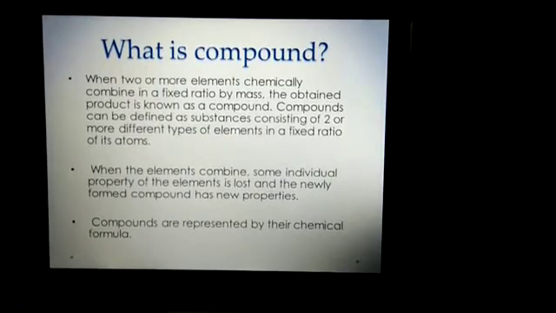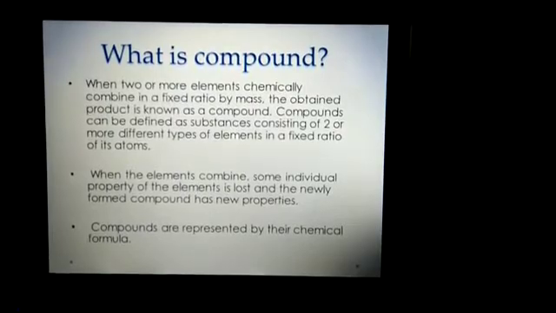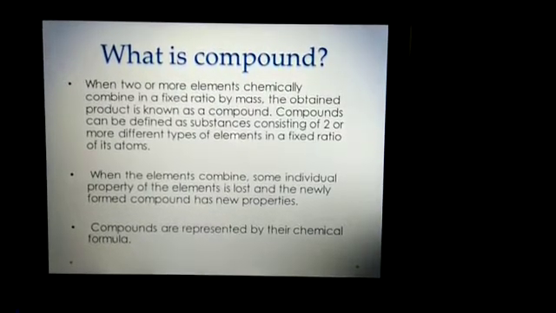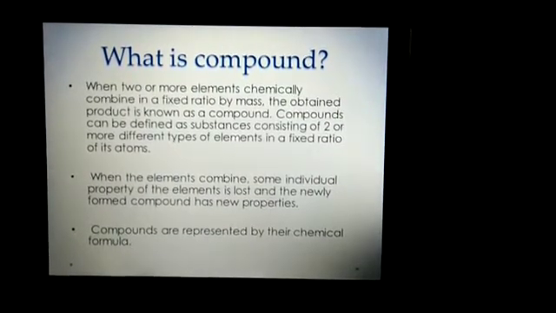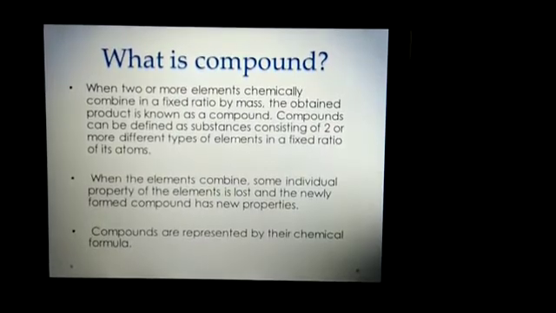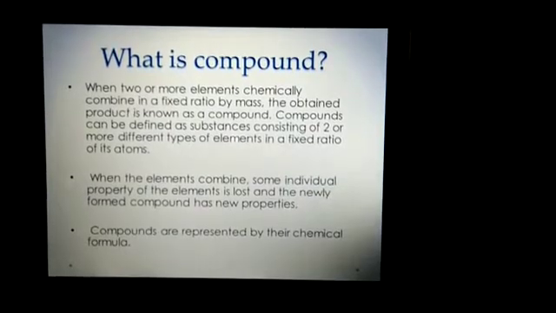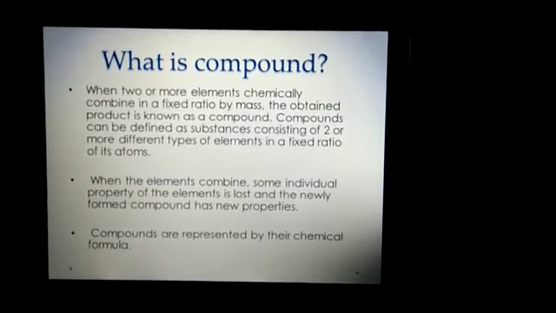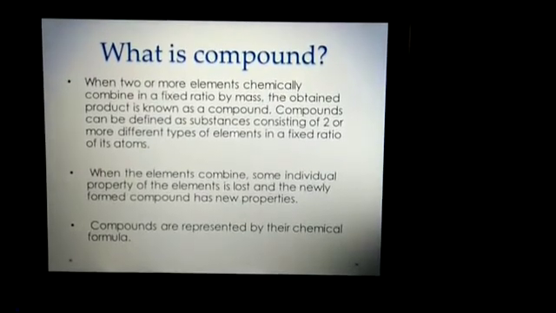When the elements combine, some individual properties of the elements are lost and the newly formed compound has new properties. So, you can say the product formed by the combination of two or more elements has completely different properties from the previous ones. Compounds are represented by their chemical formula.